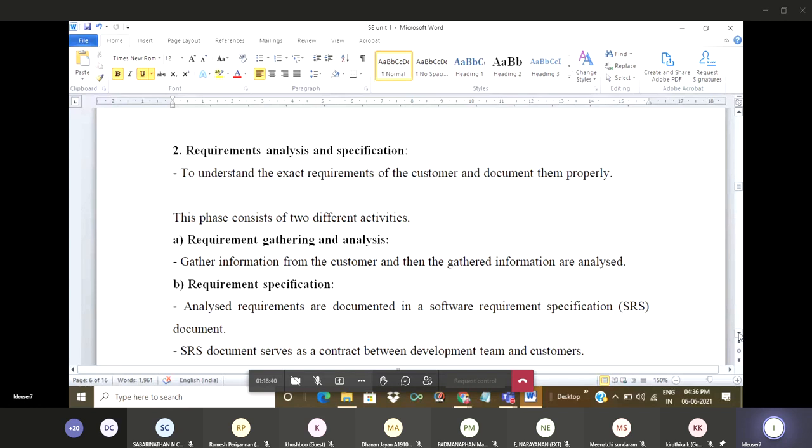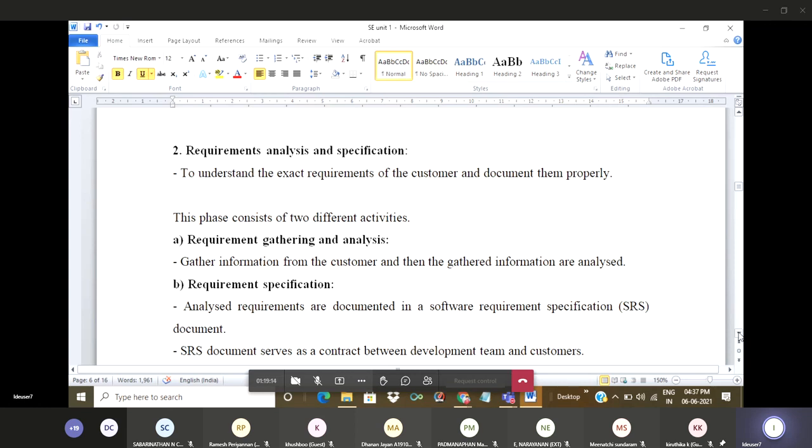So the third step consists of two different activities. One is requirement gathering and analysis, and the other is requirement specification. In requirement gathering and analysis, we have to gather information from the customer. We got the exact requirement of the customer and documented his concept properly. After documenting all these things, the gathered information is analyzed.